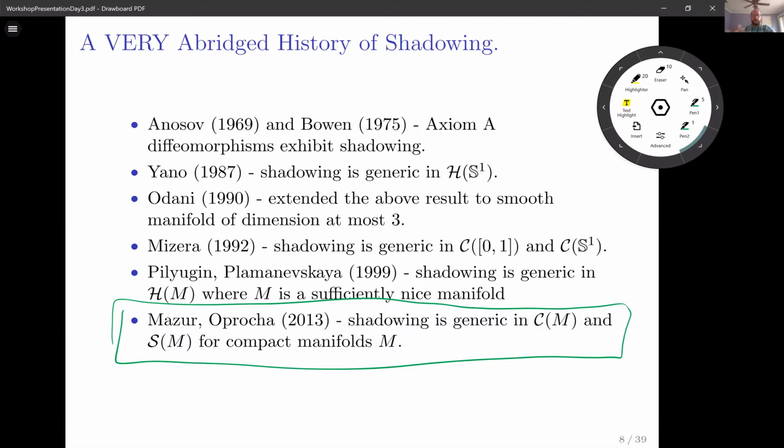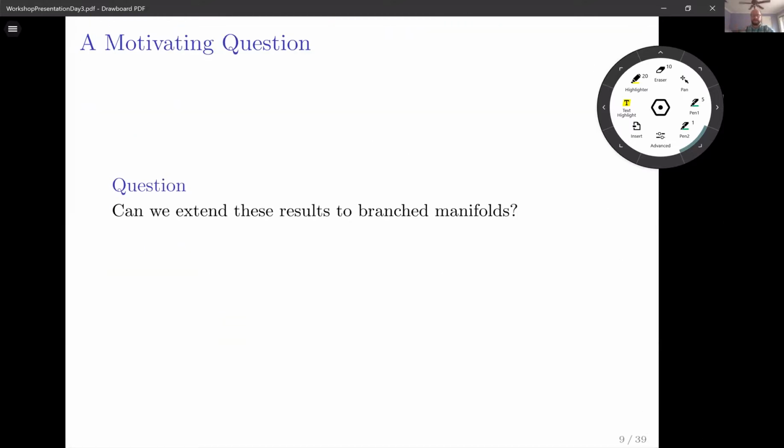In fact, the results and proofs that I'm going to talk about today are very much going to be mirrors or analogs of the arguments in that paper. So the goal today is to extend this class of things that we expect shadowing on. Right, so we expect shadowing on manifolds. We expect shadowing on closed manifolds, compact manifolds. The question that drove this is, can we extend these results to branched manifolds? Now, branched manifolds are a very, very big class of things. You have to worry about how they're branched, how those ramifications match up.